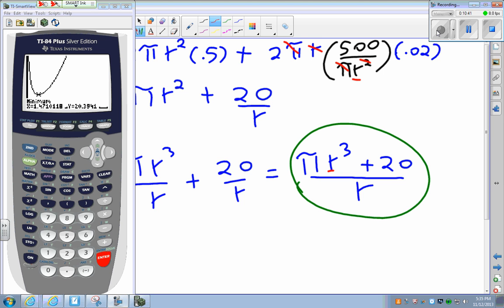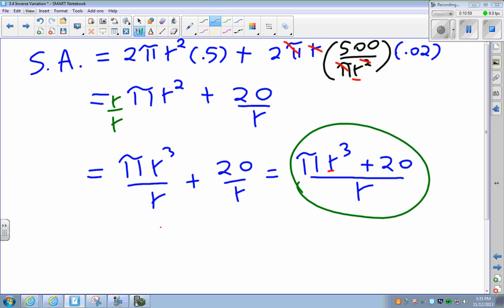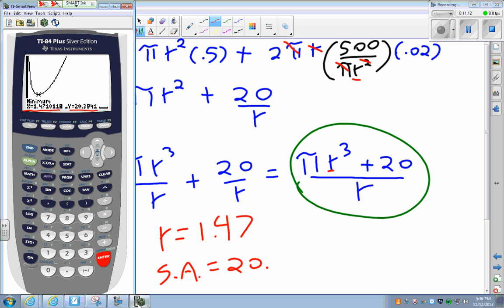Here it states that x is equal to 1.47, and that's actually going to be our minimum, or the r value that minimizes surface area. And the minimum surface area here is going to be 20.39 centimeters squared. And so you get that r is equal to 1.47 to minimize surface area, and the minimum surface area is going to be equal to 20.39.